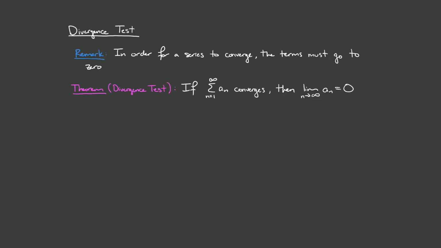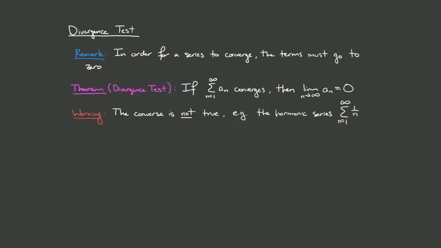Now, we need to be a little careful here. The converse of this statement is not true. In other words, there are series where the terms do go to 0, but the series diverges. We saw an example a while ago, the harmonic series, which is the sum from n equals 1 to infinity of 1 over n.